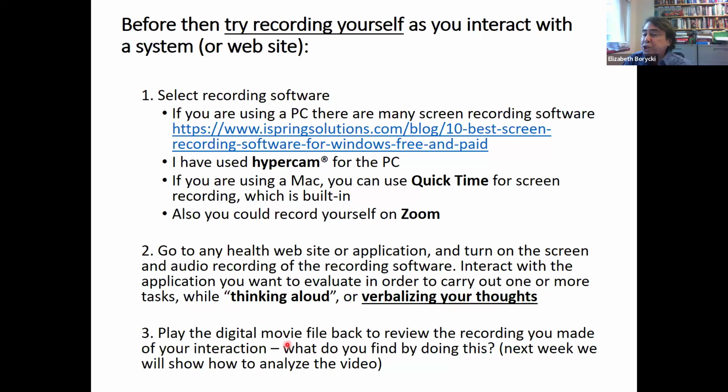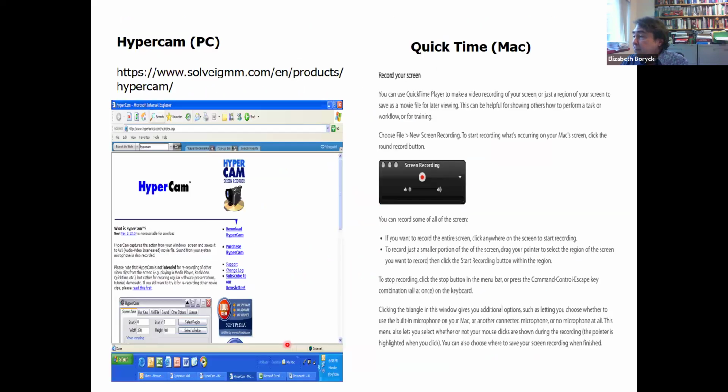So what I'll do is my idea was basically before next week, just do nothing more than try recording yourself doing a task with task analysis idea, using an application or system, any of your choice, and then playing it back just to get an idea of what the data looks like. And you should also be able to record, like with HyperCam, there's a button for audio on, and also with QuickTime, you can select audio on. It will record what's going on the screen at the same time you're verbalizing.